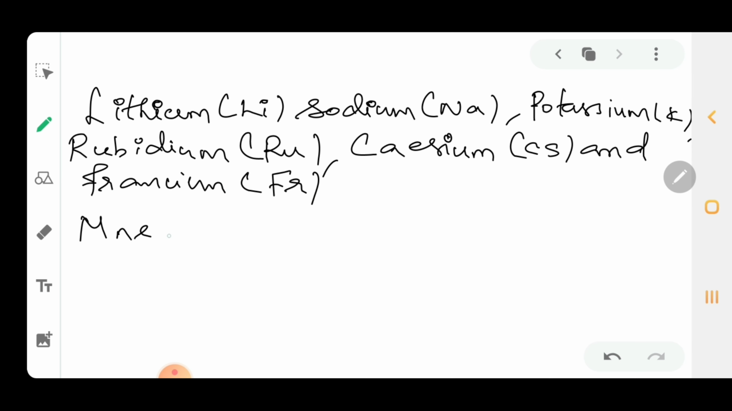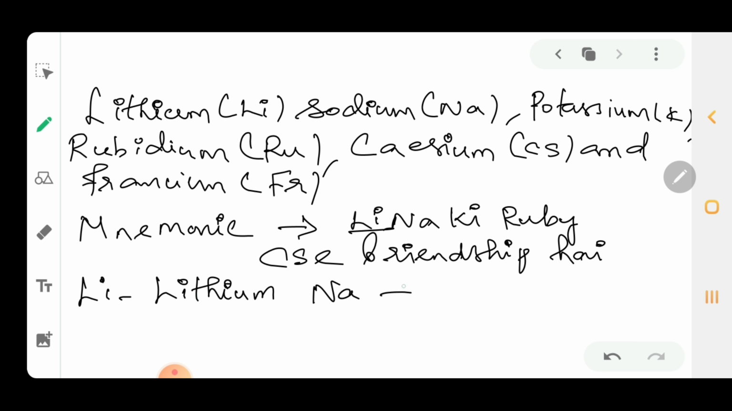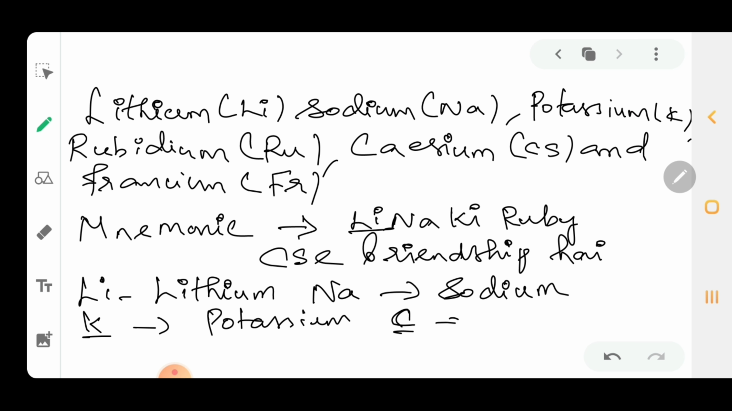So the mnemonic to remember our group 1 is: Li Na K Rb Cs Fr, like a friendship phrase. Li stands for lithium, Na stands for sodium, K stands for potassium, Rb for rubidium, Cs stands for cesium, and Fr stands for francium.